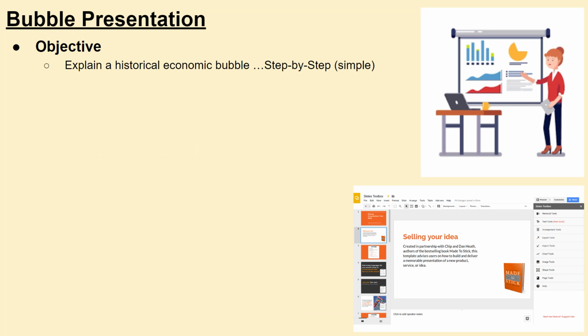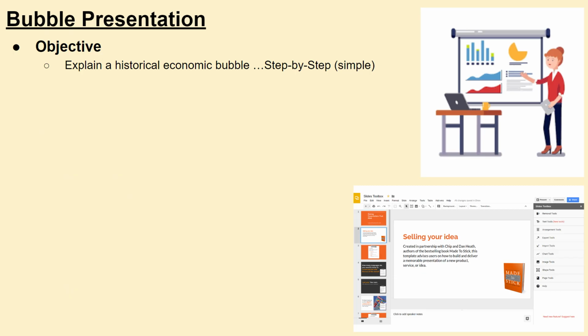So again, you're going to explain through your Google Slides, step by step, an economic bubble. Use pictures, use words. You're going to need a mixture of both. Pictures alone will probably not help you present your presentation. You're going to need text on the screen likely to help guide you, but do not write paragraph after paragraph on the screen and then read that as your presentation. Keep your sentences short, direct, and bullet pointed.